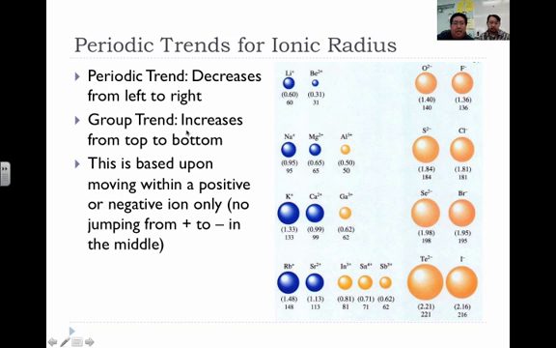And again, the periodic trend as we go from left to right decreases, for the same reason as the atomic radius decreasing. Also keep in mind that there will be a jump as you switch from metal to non-metal. So when we're talking about these trends, we're talking about within the same charge. The group trend is as you go down, the radius of the ion increases. And this affects both cations and anions the same way.